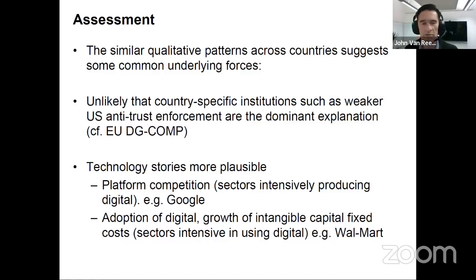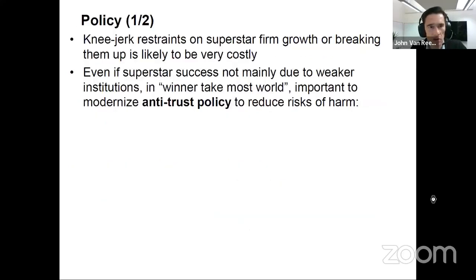So then there's different pieces of evidence suggesting this. Of course, that's not to say there are not examples in certain industries where weaker competition is the story. But as a general explanation of what's going on, I think some of these technology stories are more plausible. So what does this mean for policy?